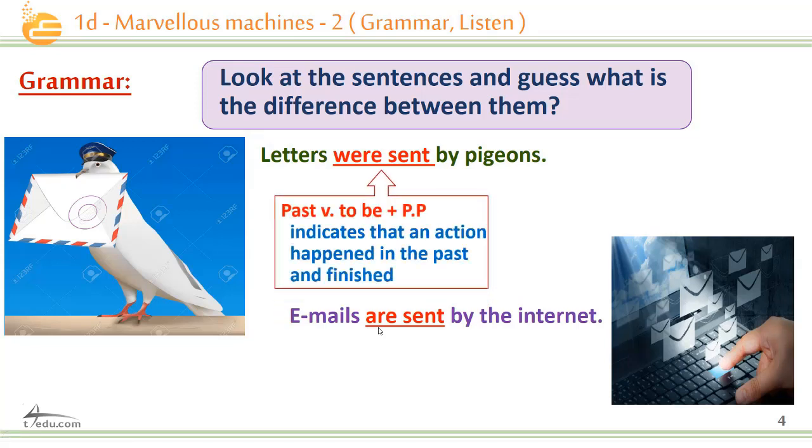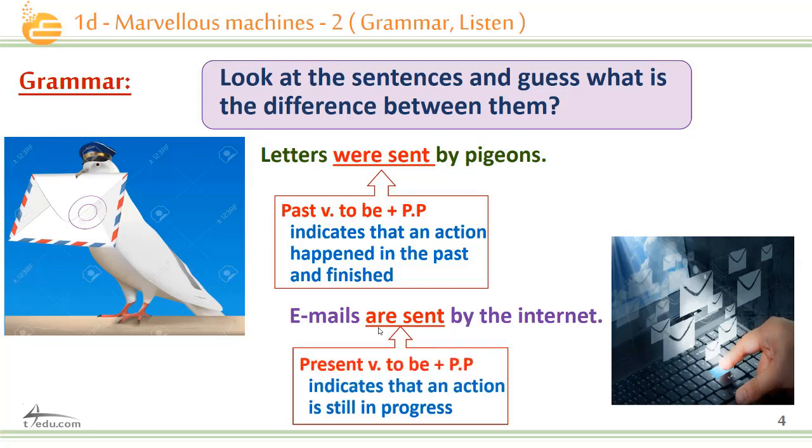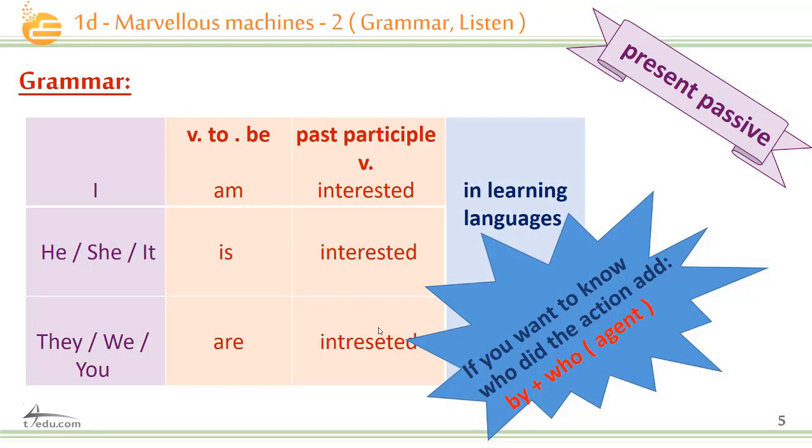So let's elaborate more. Past verb to be plus past participle indicates that an action happened in the past and finished. While the present verb to be plus the past participle indicates that an action is still in progress. Okay, very good.